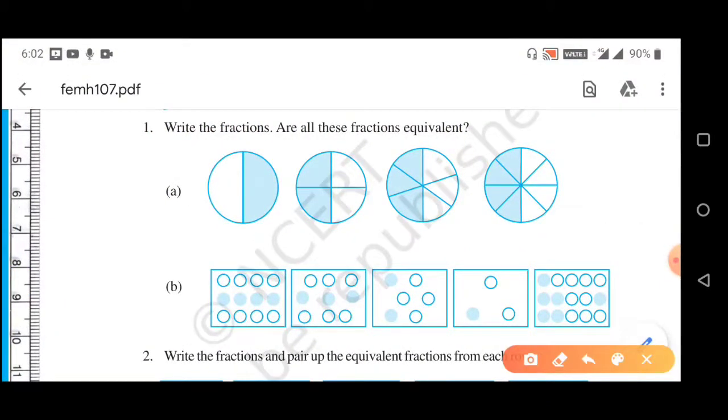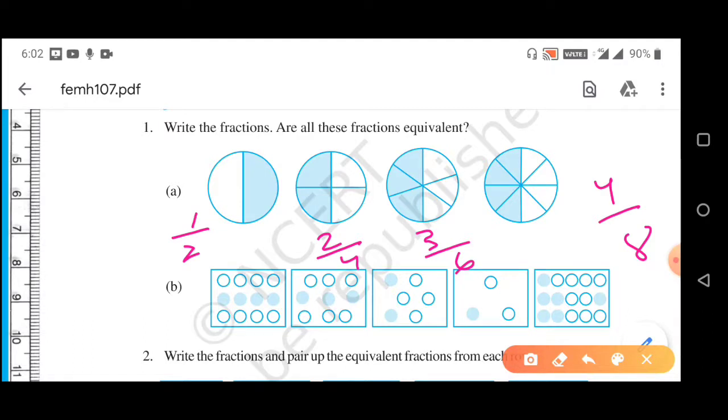Exercise 7.3. Write the fractions. Are all these fractions equivalent? So the first fraction will be half. Half of the circle is shaded. Here it will be 2 by 4. Now it will be 3 by 6. And it will be 4 by 8. Now see, we have to find whether all these fractions are equivalent.